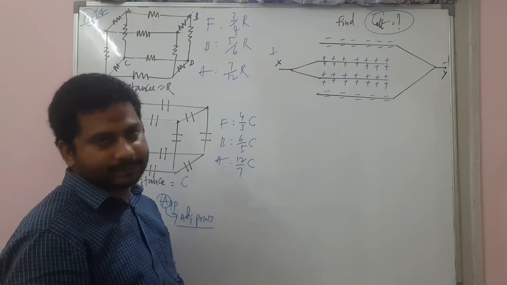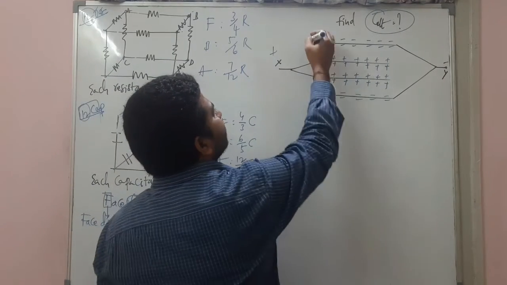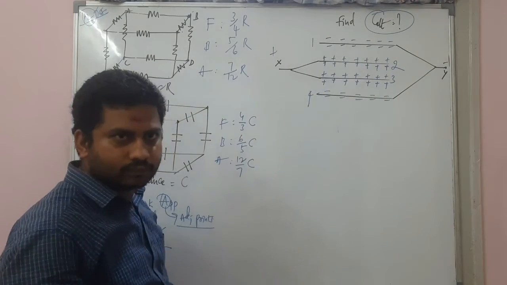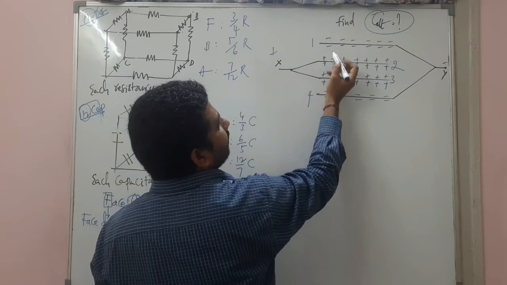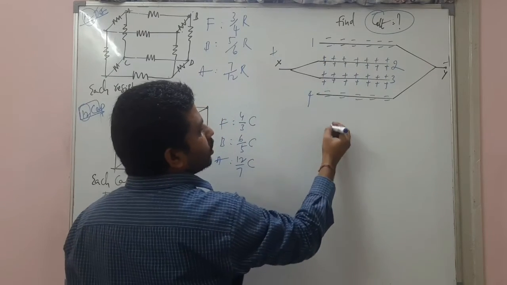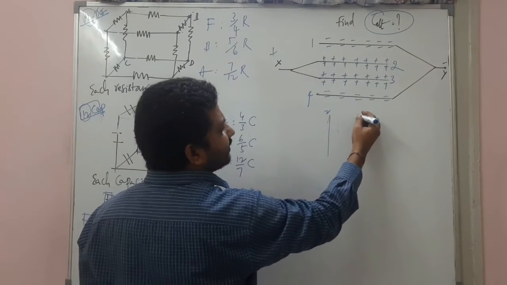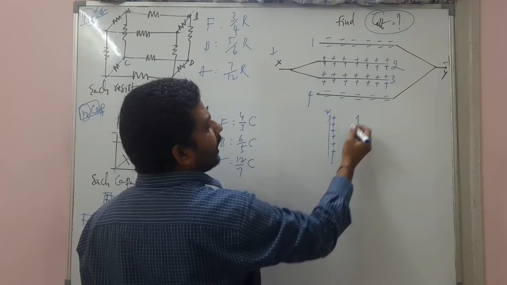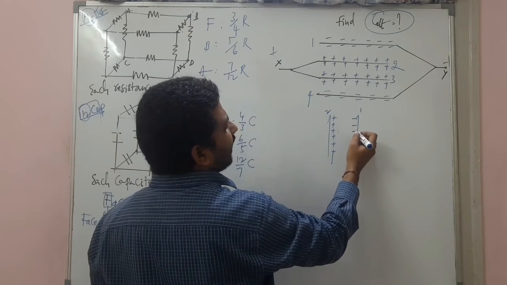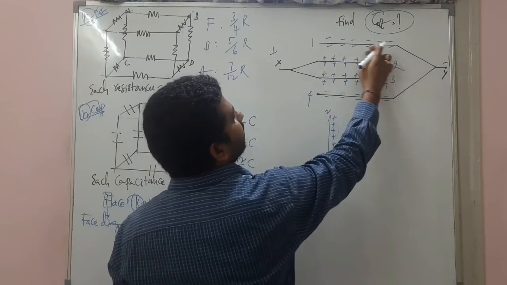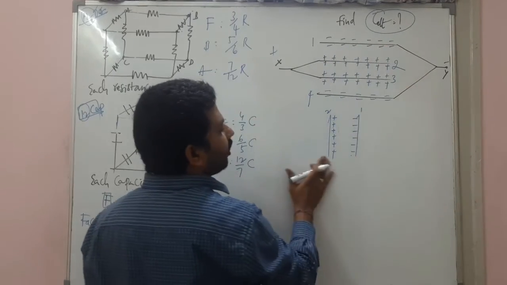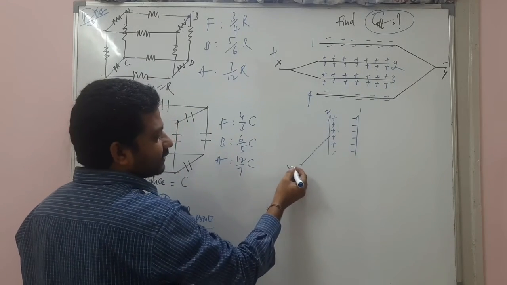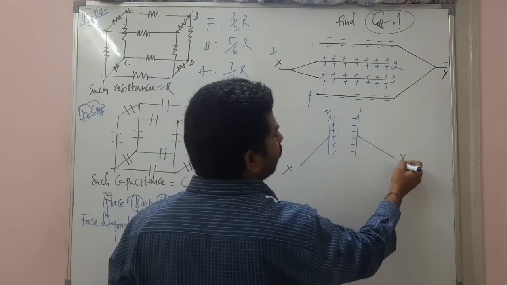Now, have a look at it. My dear students, listen. I am just naming it. This is the first plate, second plate, third plate, and fourth plate. This first plate and second plate will form a capacitor. So, this is the second plate, and this is the first plate. Second plate, positive side, and first plate, negative side, will form a capacitor. And the second plate is connected to X, and this first plate is connected to Y.